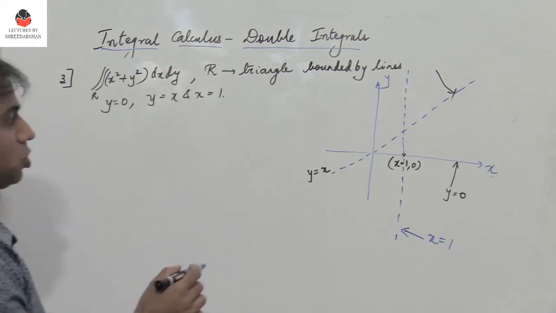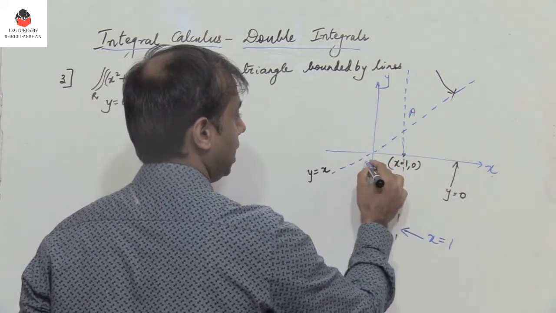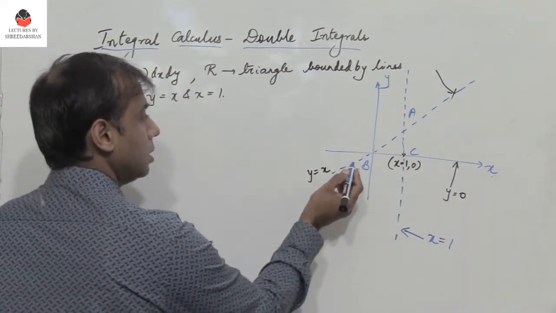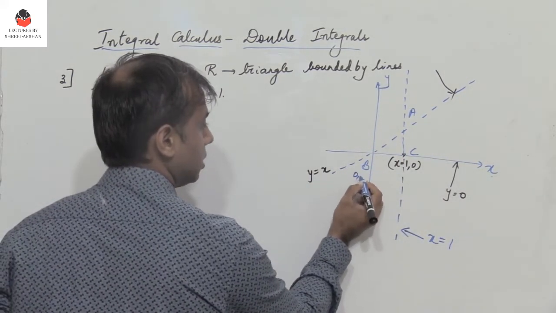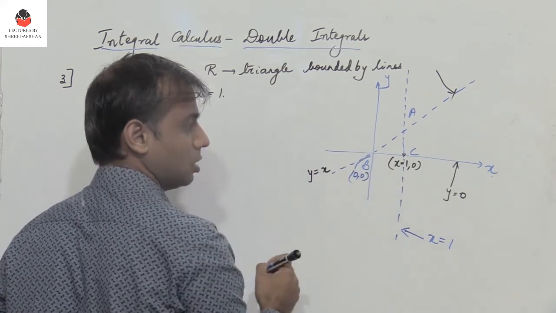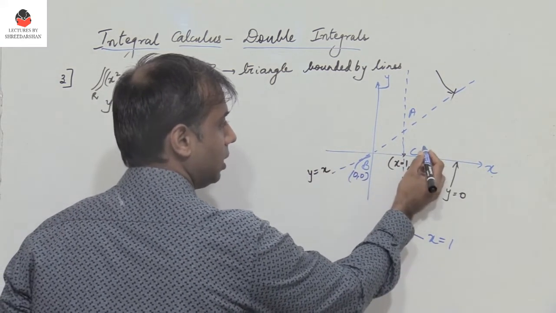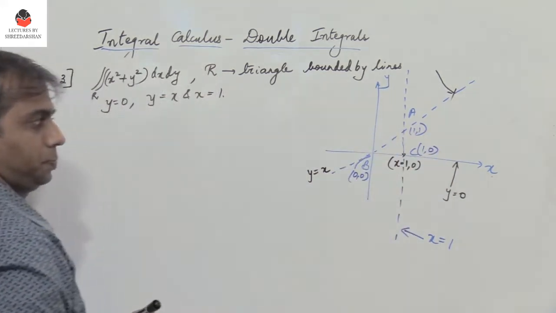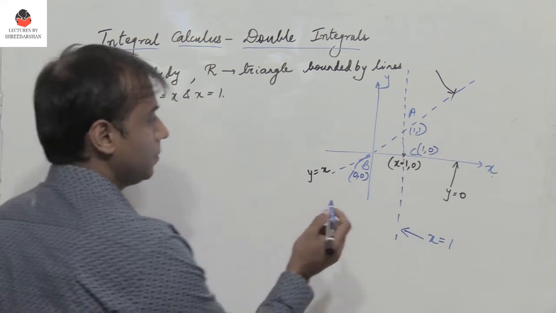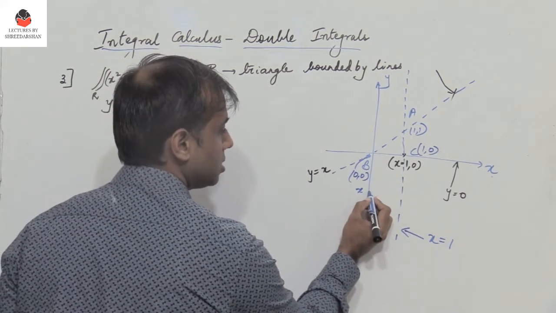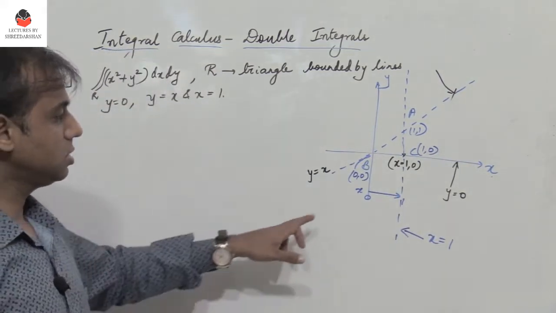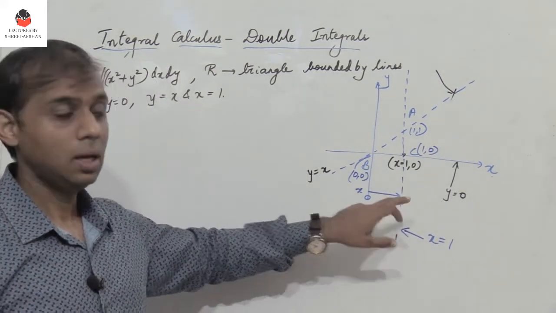So observe, I have a triangle here. Let this triangle be A, B and C. And what are the points? B is the origin. Point C is 1 comma 0 and point A is 1 comma 1. So observe here, x is varying. X is varying from 0 to 1. Right? X is varying from 0 to 1.